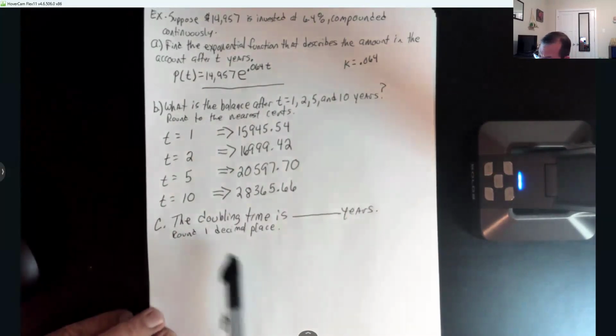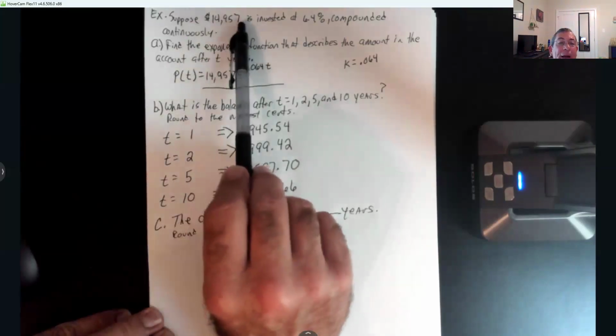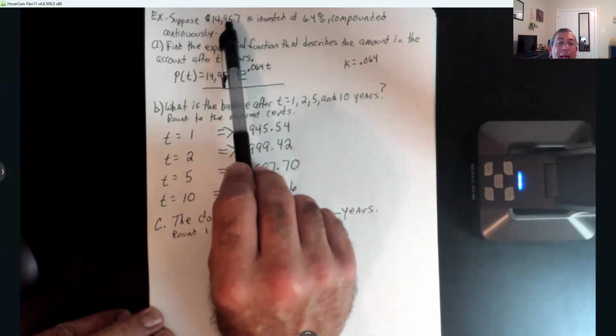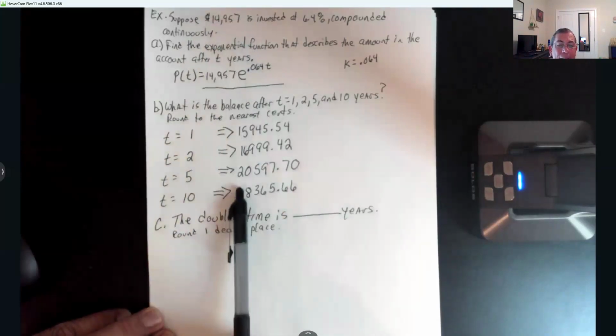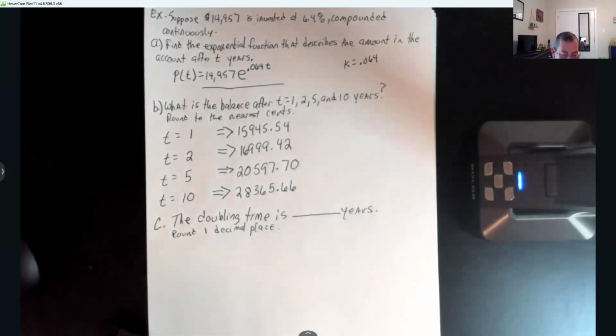But y'all will say it's going to be close to this right here, right? Look, there's 28,365. I'm starting with 14,009 something. It ain't quite doubled at this place, but it's getting close. So let's see what y'all get for that.